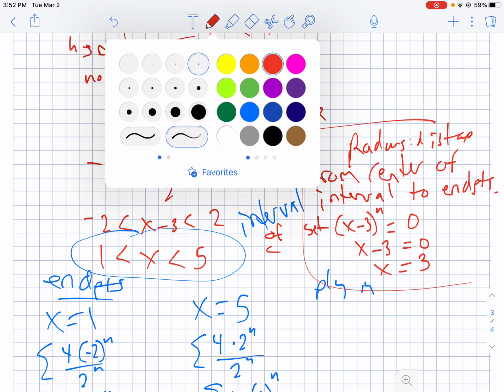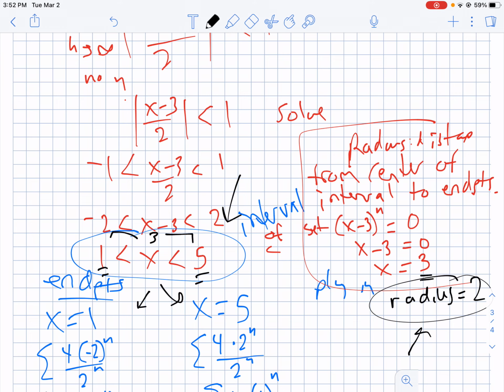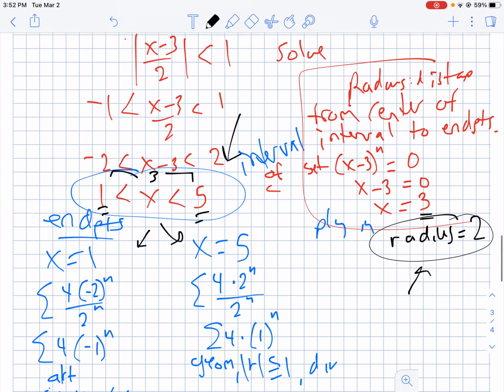So you ask yourself, how far is it from 3 to the endpoints 1 and 5? It doesn't matter whether those are included or not at that point. You just say, how far is it from 3 to 1? How far is it from 3 to 5? And you can hopefully see that the radius of convergence equals 2. It's just saying 3 is in the center of our interval, and we have to travel a distance of 2 units to get to either endpoint. So this is the interval over here, and this is the radius of convergence right there. It's not too hard. It's just the difference from the center to the endpoints. We actually don't even need to check the endpoints. We can find the radius before even getting to that point. Okay, so that's interval and radius of convergence.